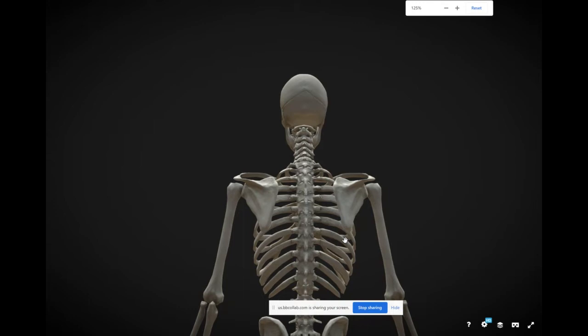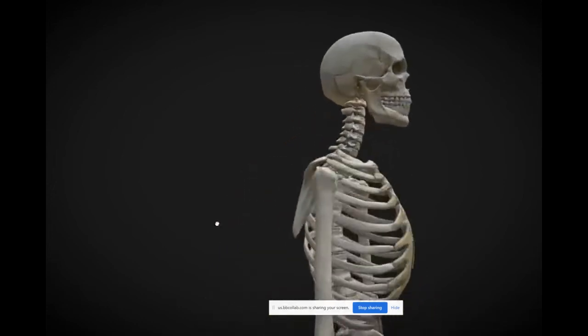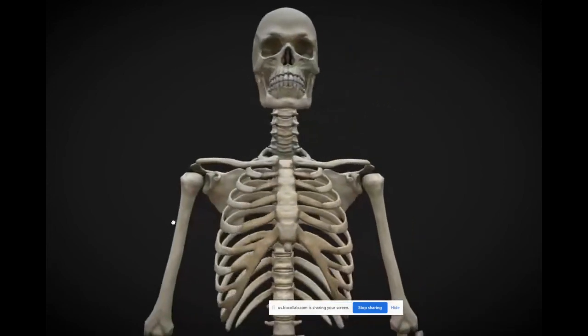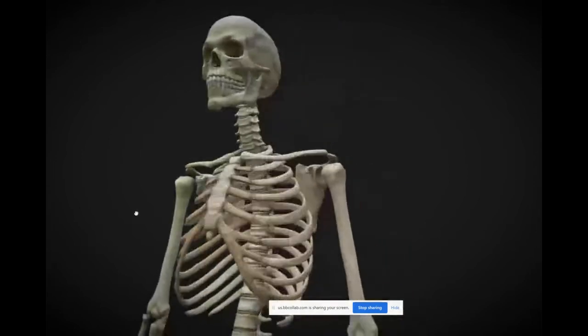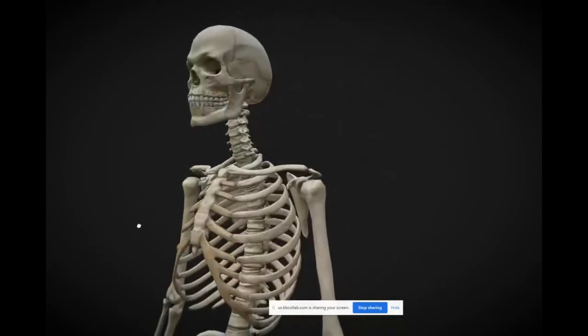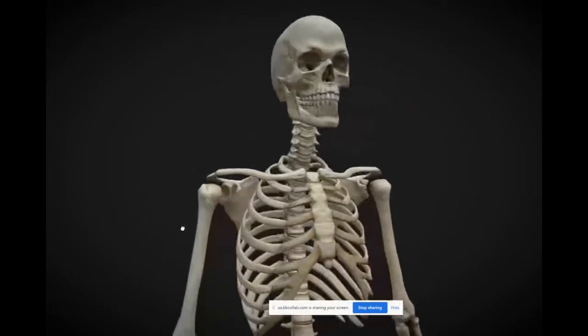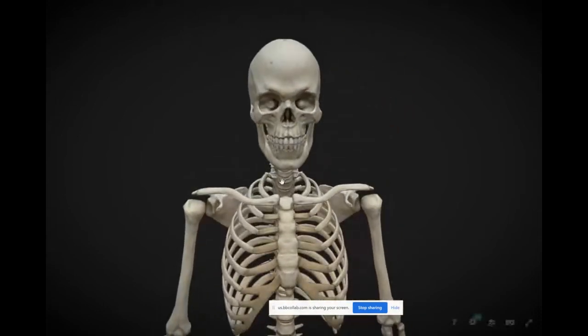Another thing, oh, it doesn't magnify. So, oh well. I am trying to show you the edge, but you get the idea. Here you can see right here is the manubrium, this is the body, and this is your xiphoid process, right? And you can do it with all the different bones.